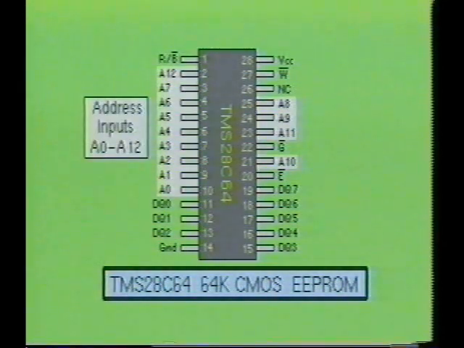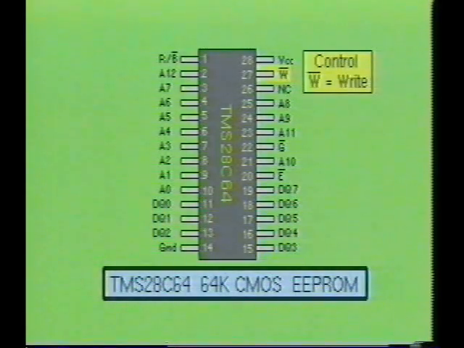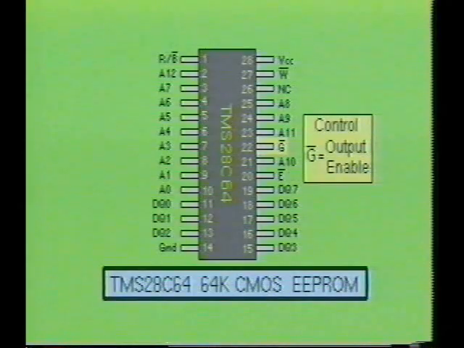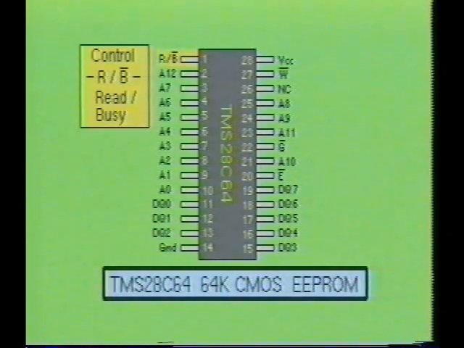The TMS-28C64 has 13 address inputs labeled A0 through A12. It also has 8 data input-output pins labeled DQ0 through DQ7. The control pins on this device are not W for write, not G for the output enable, not E for the chip enable, and R, not B, for the ready busy signal.